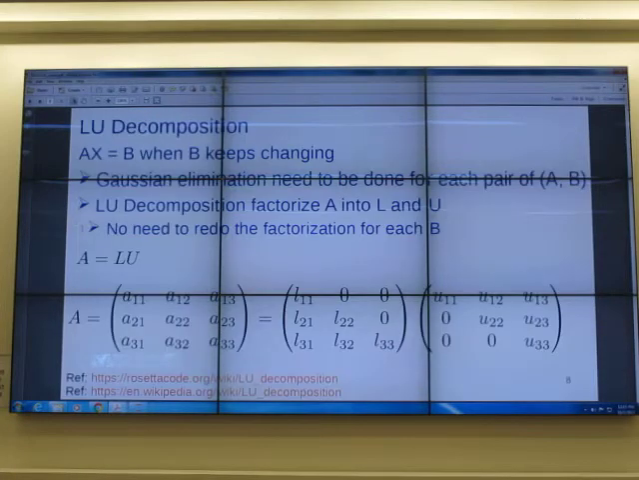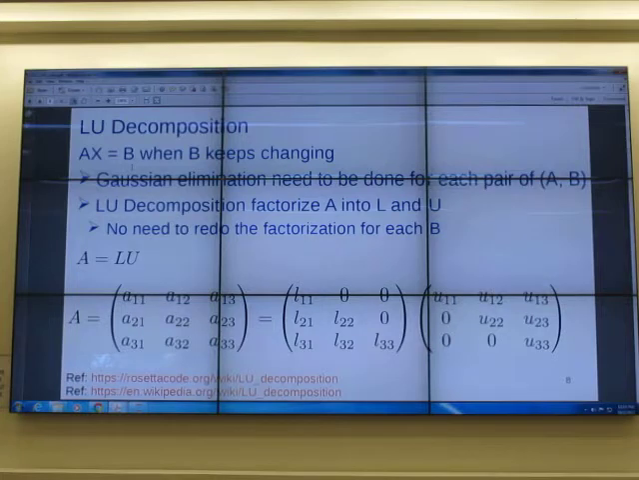Now let's talk about the theory of LU decomposition. The basic idea of Gaussian elimination is we have an elimination step, then we do back substitution, right? We get every value. LU is to break matrix A into L and U, lower and upper. That's LU decomposition.